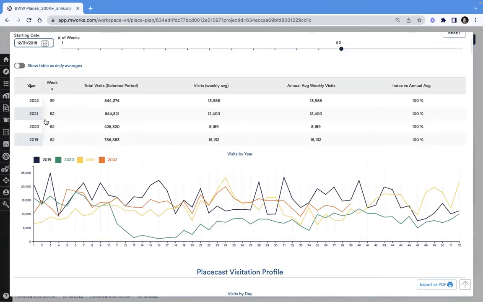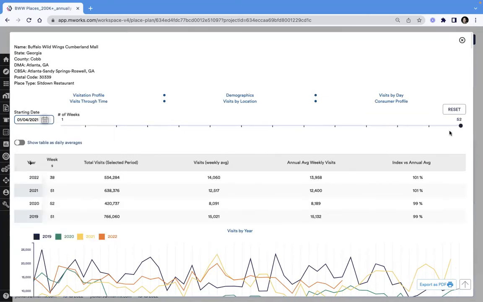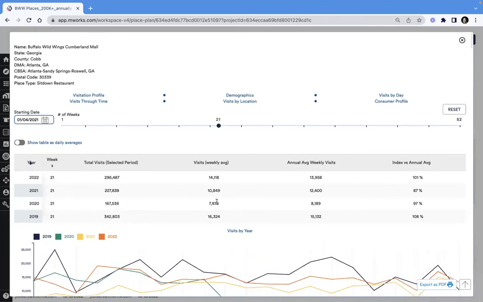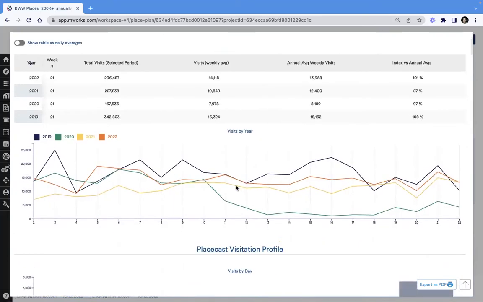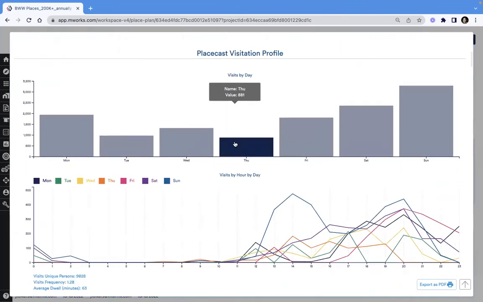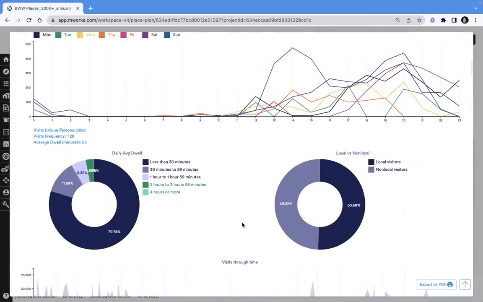If I wanted to dig in further to specific timeframes, let's look at 2021. And then I can look at specific timeframes and it reflects those number of weeks for each year if you're concerned or interested in a particular season, as well as the visitation profile that takes all the data for the most recent week and provides a profile of the current visitation for that place.